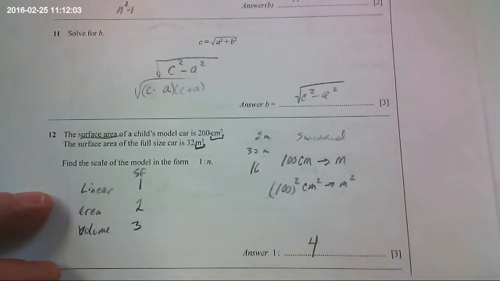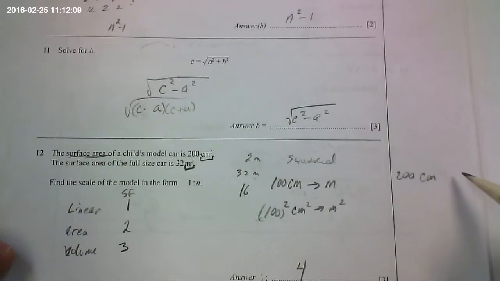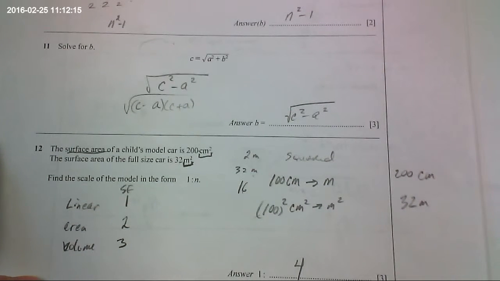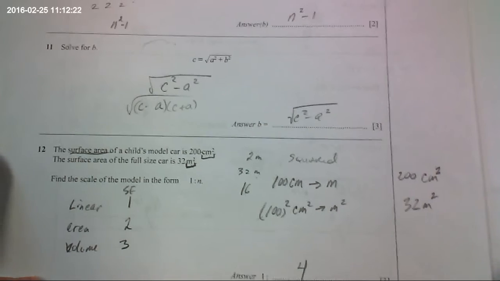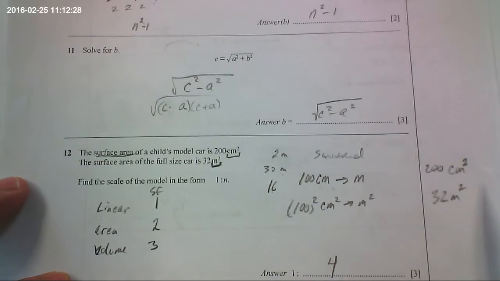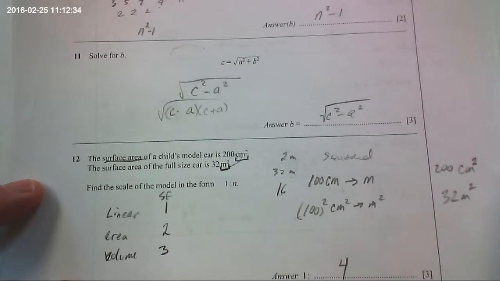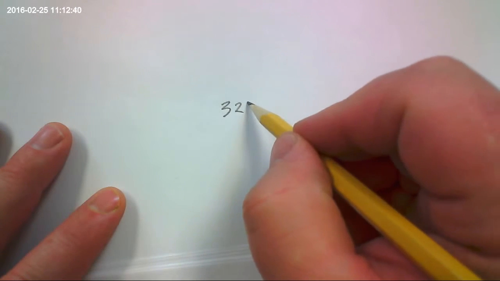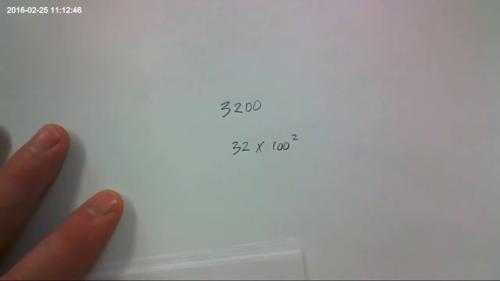So let me back up and explain. If we were converting 200 centimeters into meters because we had 32 meters, then yeah, that would be pretty straightforward. But centimeter squared, meter squared, those are areas, so we have to be a little bit more careful. All right, so if I wanted to change this into centimeters, that would be 32. It wouldn't be 3200. It would actually be 32 times 100 squared, because we're talking about area.